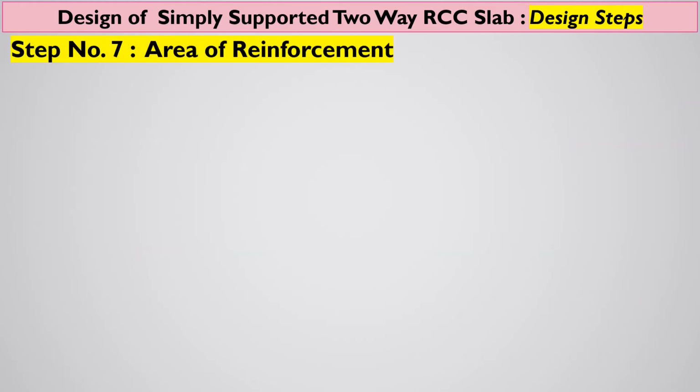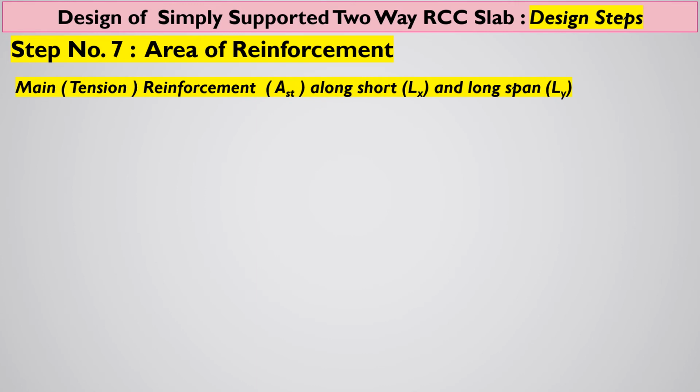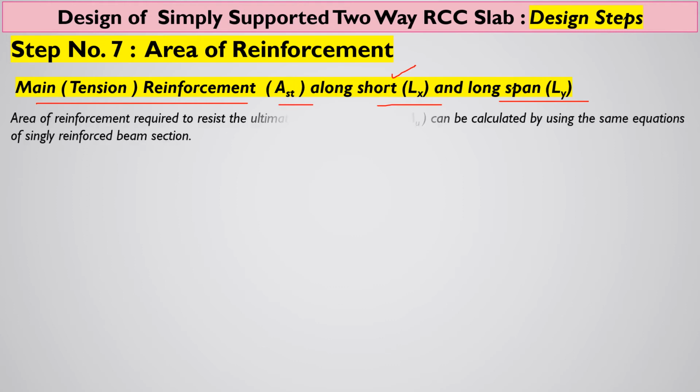In step number 7, we will discuss how to calculate the area of reinforcement required. So here, tensile reinforcement required, that is Ast. We have to do the calculation along x direction as well as along y direction, or in other words we can say along shorter span as well as along longer span. So area of reinforcement, whatever required to resist the ultimate bending moment Mu, can be calculated by using the same equation of singly reinforced beam section.